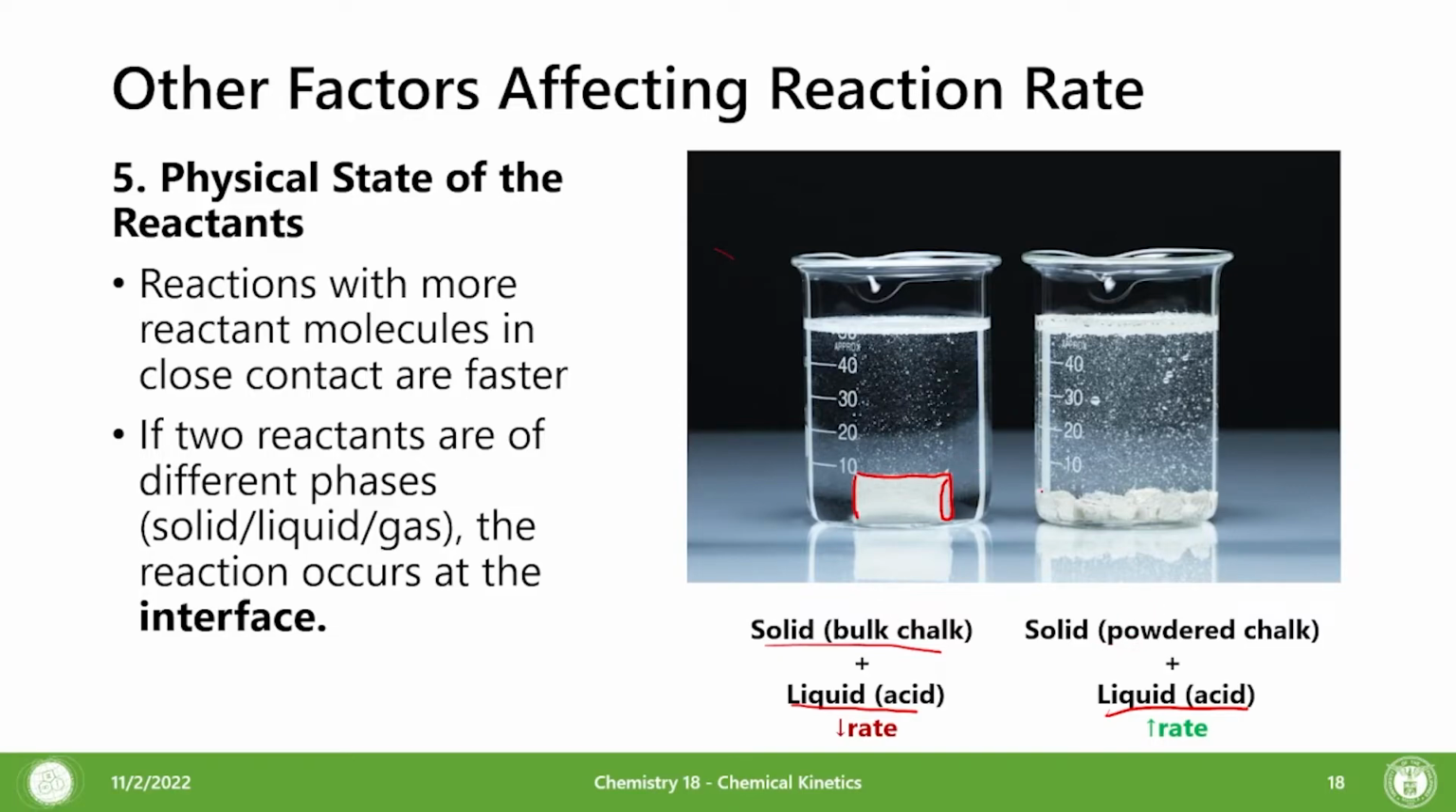However, for your powdered chalk, you can see here, they're in bits. By pulverizing, or increasing the number of particles that are individual fragments of your solid, you actually increase its surface area. If you increase the surface area, there is more surface for the liquid to interact with your solid. And if there's more surface, then there would be more reaction occurring, and therefore a higher rate of reaction.